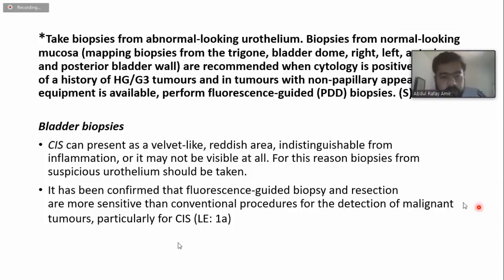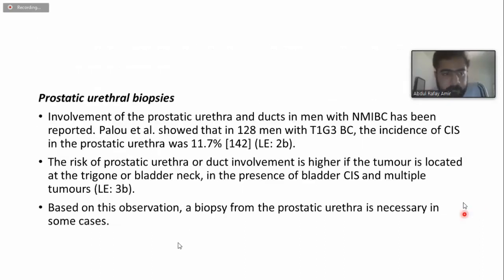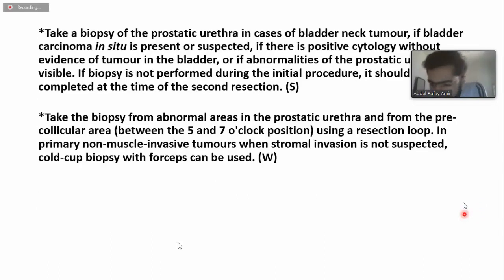CIS can present as velvet-like reddish area, indistinguishable from inflammation, or it may not be visible at all. For this reason, biopsy from suspicious urothelium should be taken. It has been confirmed that fluorescence-guided biopsy and resection are more sensitive as compared to the conventional procedure for detection of malignant tumors, particularly CIS. I think we were discussing this when we were referring to white light cystoscopy and blue light cystoscopy and narrowband cystoscopy.